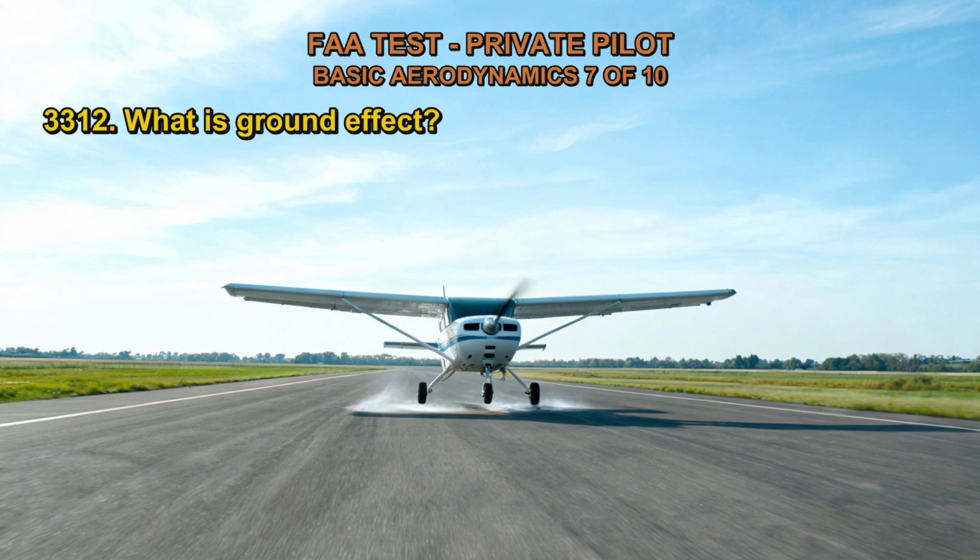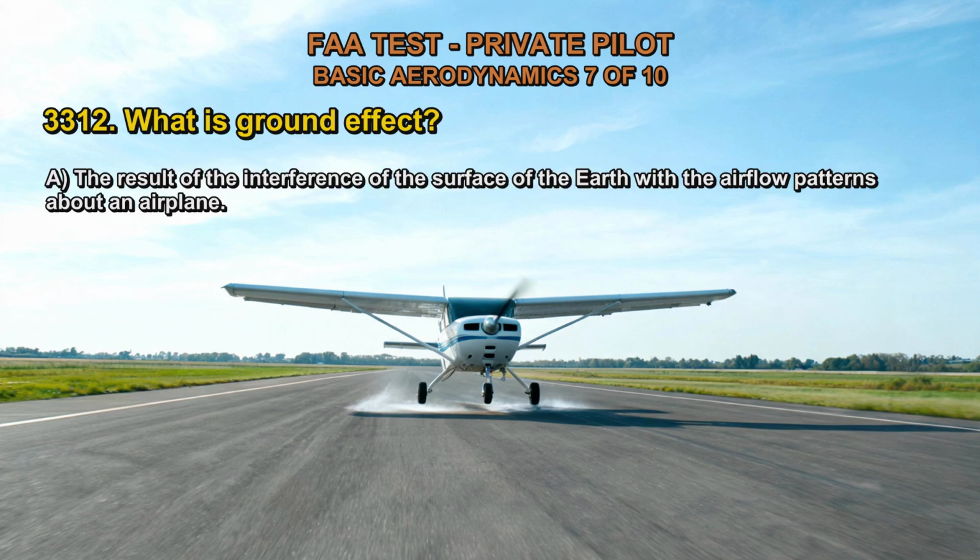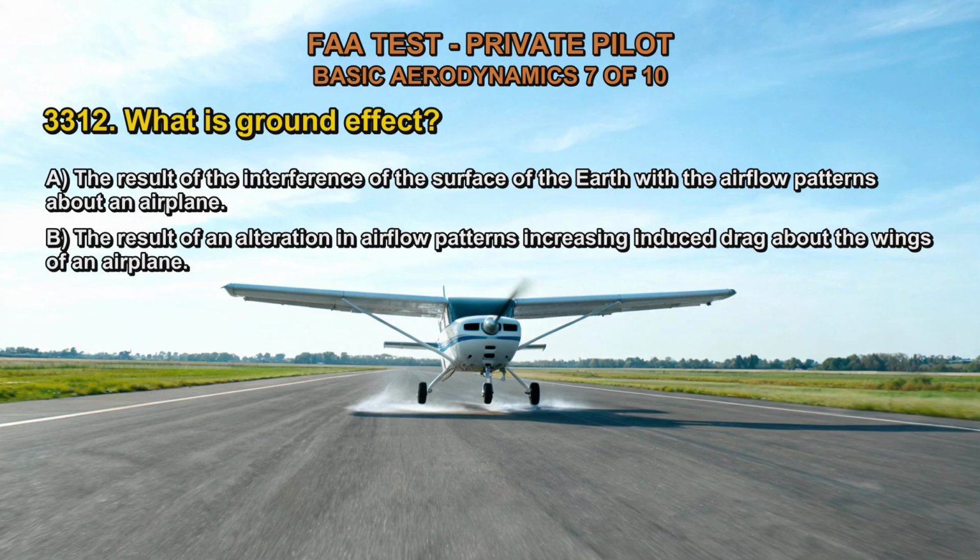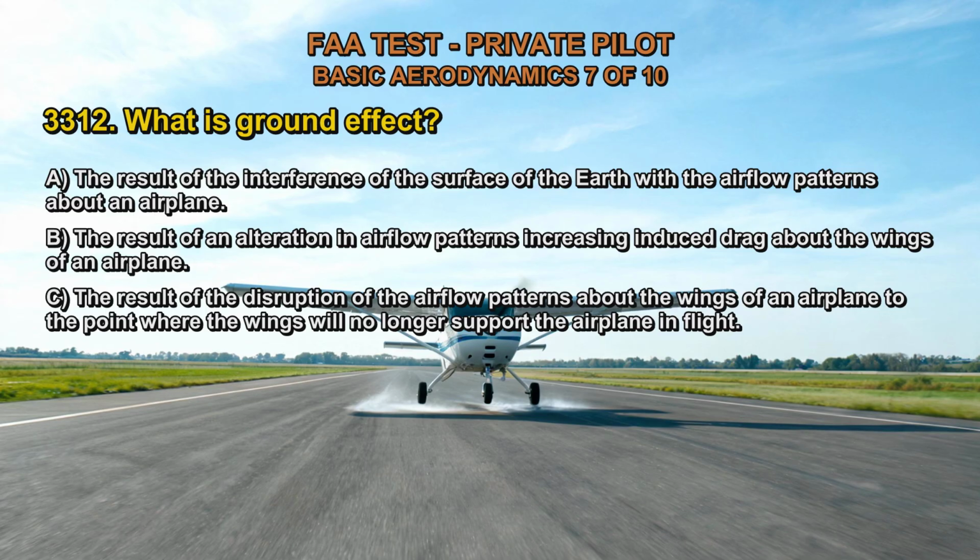3312. What is ground effect? A. The result of the interference of the surface of the Earth with the airflow patterns about an airplane. B. The result of an alteration in airflow patterns increasing induced drag about the wings of an airplane. C. The result of the disruption of the airflow patterns about the wings of an airplane to the point where the wings will no longer support the airplane in flight. The correct answer is A.